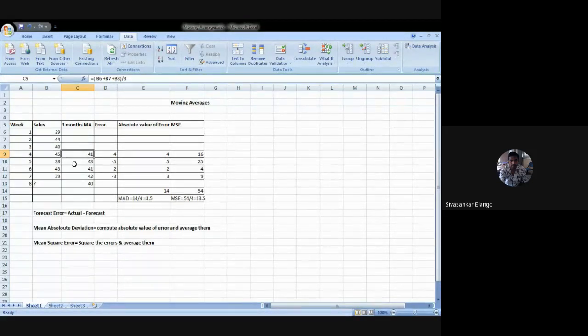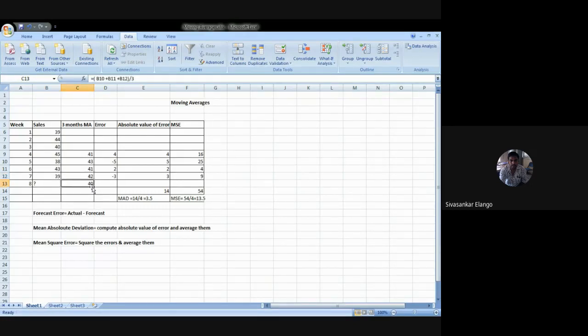To compute the 3 months moving average for the 5th month, we find the sum of sales in the 2nd, 3rd and 4th month, and average it. For the 6th month, we compute the average of sales in the 3rd, 4th and 5th month. Similarly for the 7th month, we take the 4th, 5th and 6th month, and this is going to be the predicted value, right?